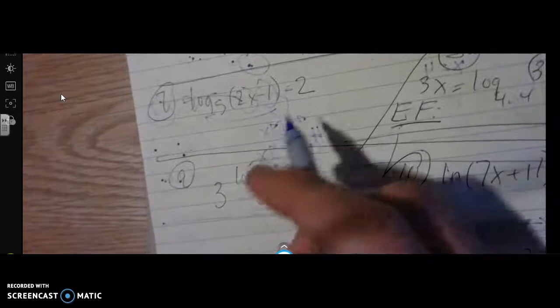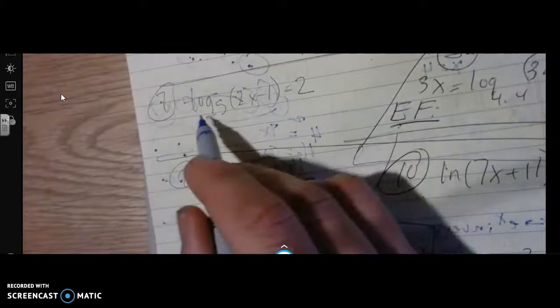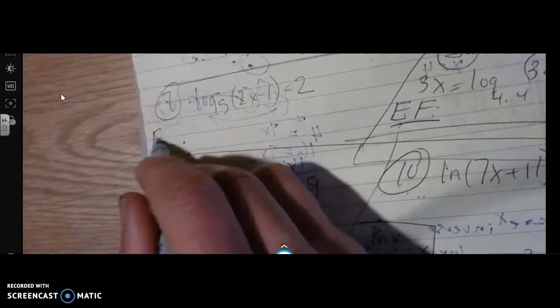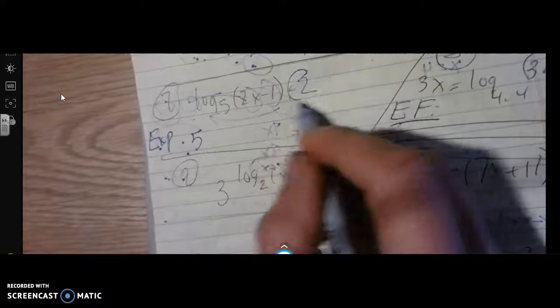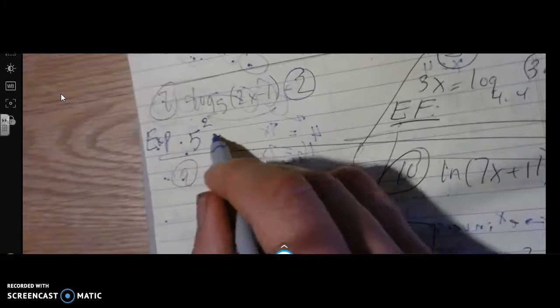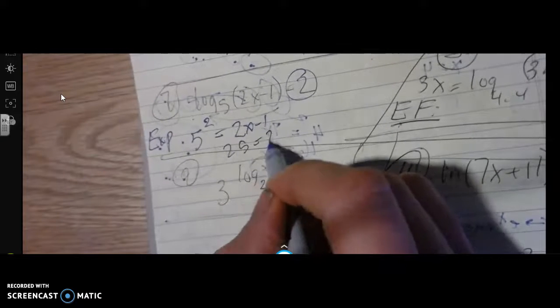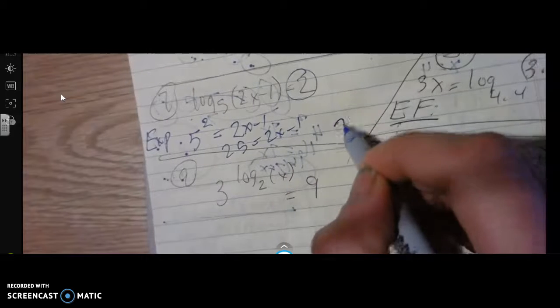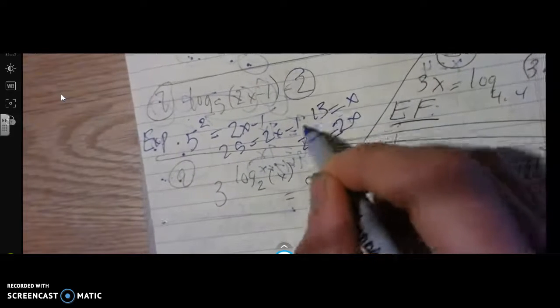Now number 7. They're asking us to solve for x. So again, this is log form, and we're going to write it in exponential form. So we're going to get 5 squared is equal to 2x minus 1. So we're going to get 25 is equal to 2x minus 1. So I get 2x is equal to 26. So x is equal to 13.